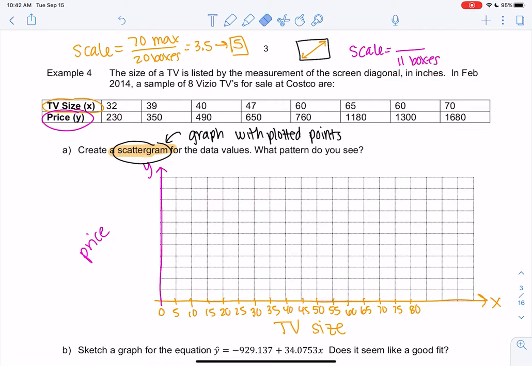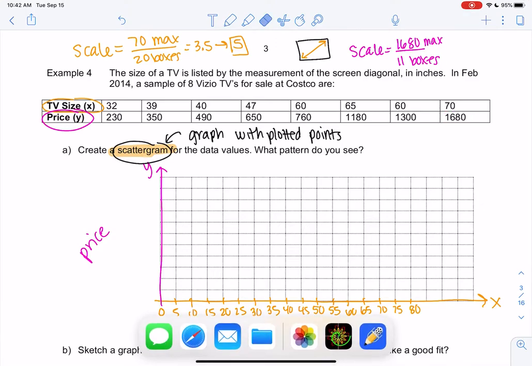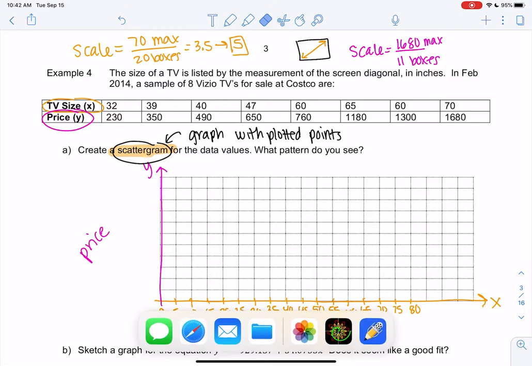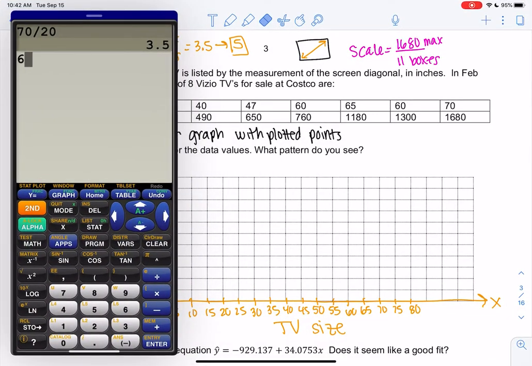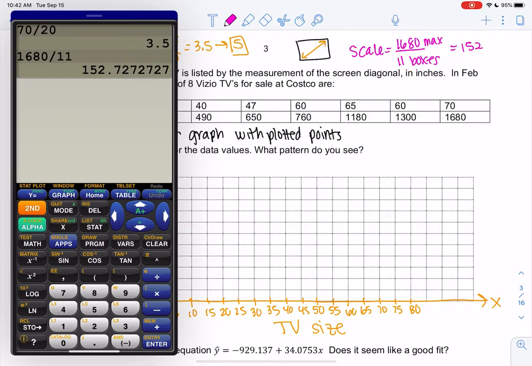And then let's see, what's the most expensive TV? $1,680. All right, so we'll find that one more scale. Do not draw a line if you're ahead of me. Sorry, I'm struggling to click this. There we go. $1,680 divided by 11. So $152 I am not counting by. It's tempting to go down to 150, but rounding down never works. We talked about this in chapter 2.